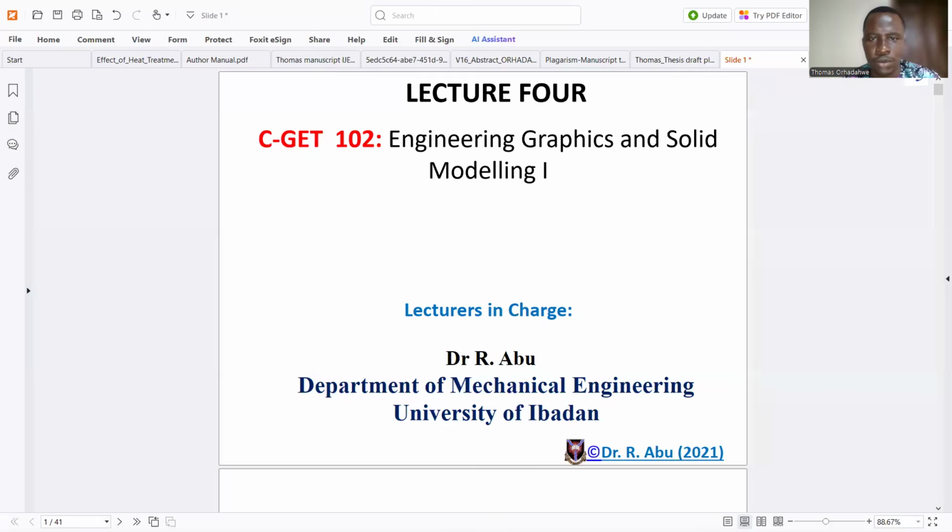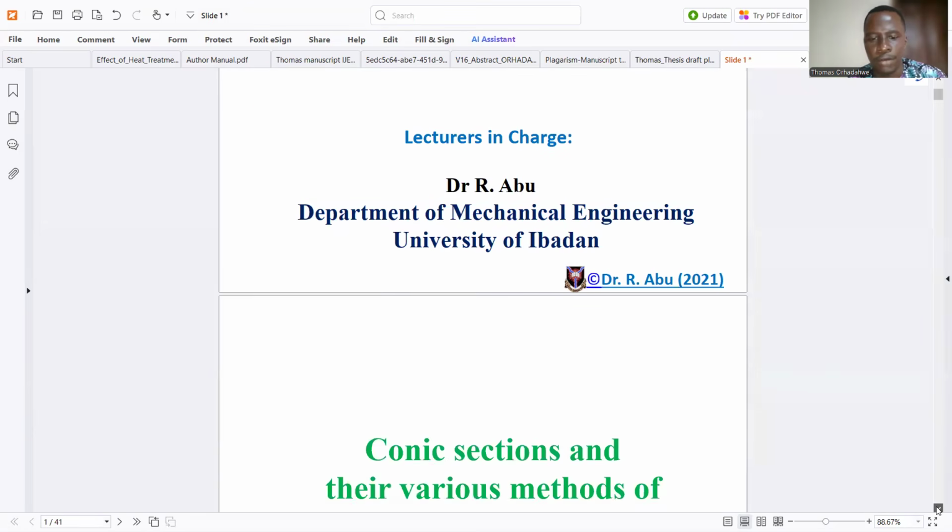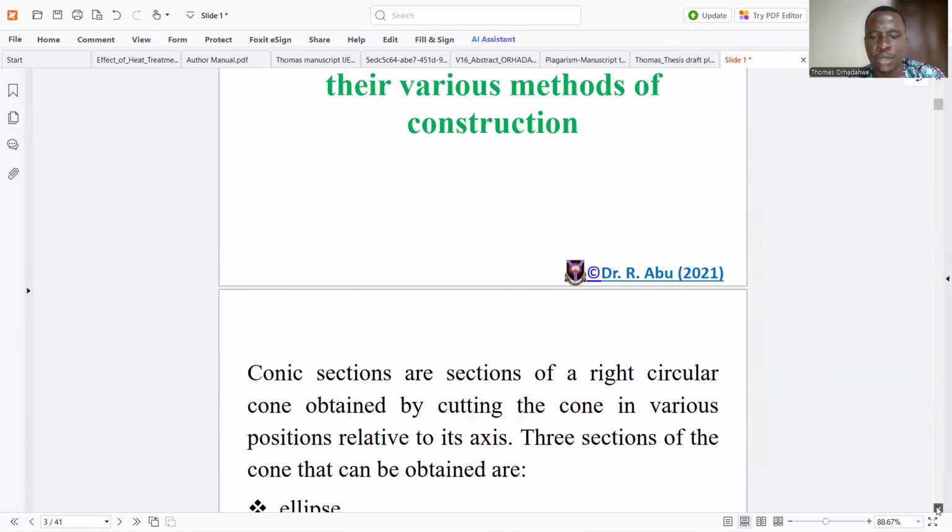So this morning we are going to be looking at conic sections. Just a moment. We are going to be looking at conic sections in engineering graphics modeling, and there are various methods of construction.